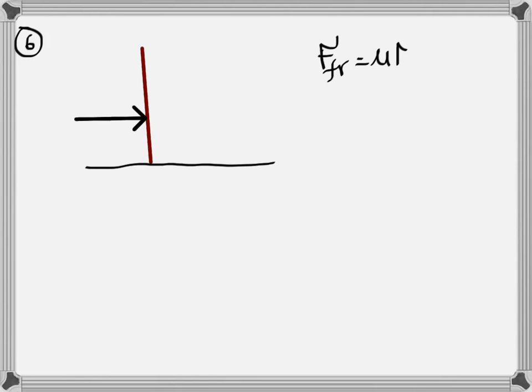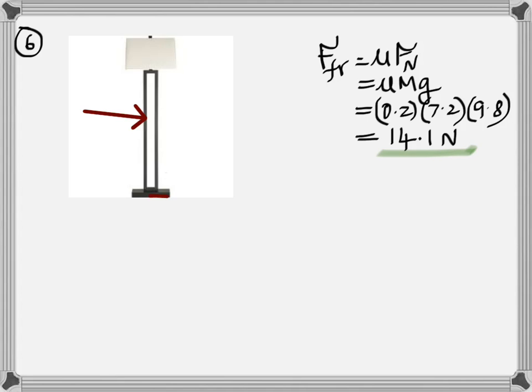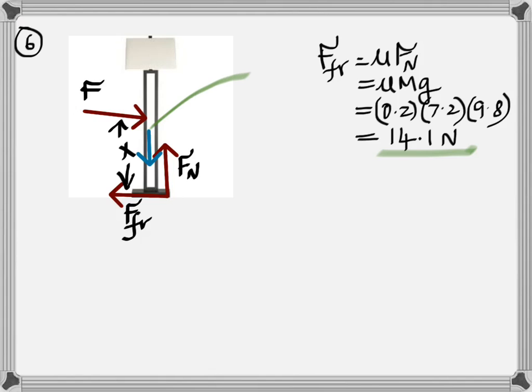Number 6. Alright, calculate the friction. First, it's mu times mg. You get that's 14.1. Thus, I'm going to redraw the diagram. Okay, now let me explain these forces to you clearly. Label it first.